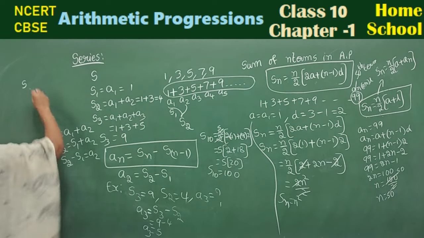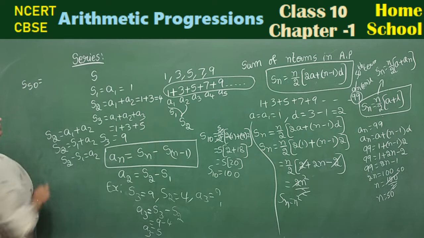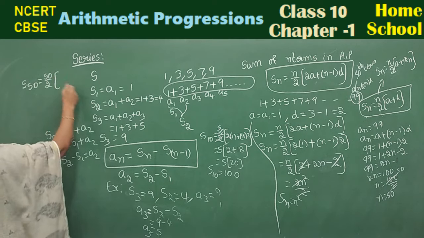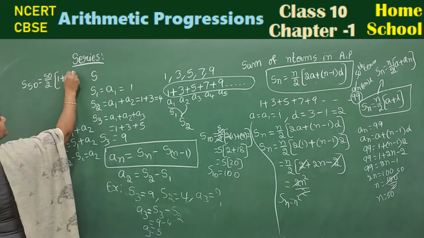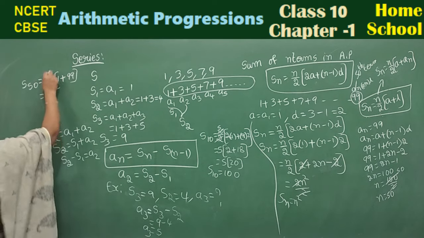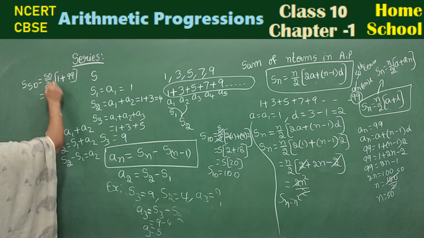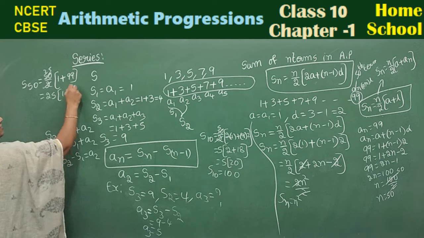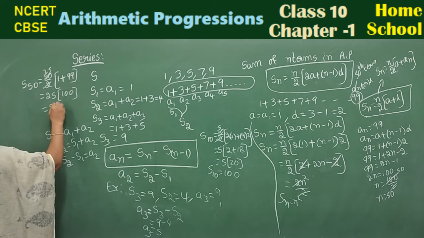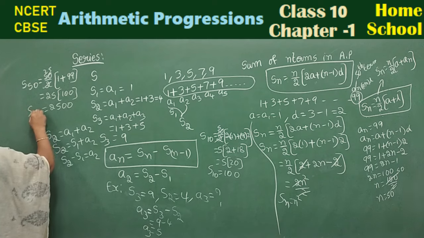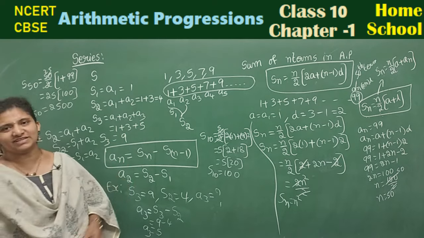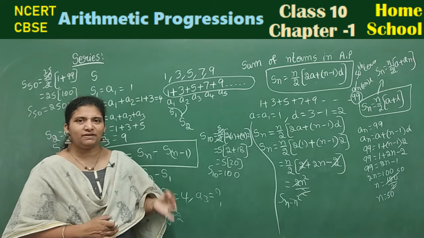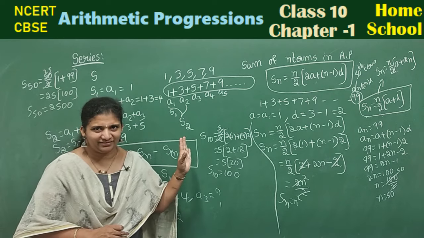The last term is the 50th. The sum of 50 terms I need to find. Therefore n by 2, 50 by 2, into a value is 1, l value, the last term, is 99. 50 by 2 will be 25. 99 plus 1 will be 100. 25 into 100 will be 2500. Therefore the sum of 50 terms is 2500. No need of adding one by one, 1 plus 3 plus 5 plus 7, like this. No need.